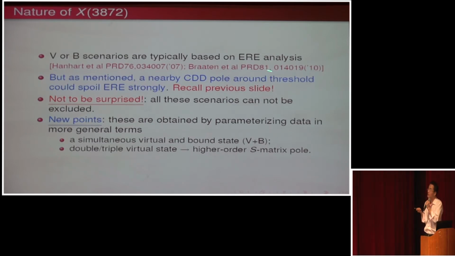So if we use the new parameterization of the two-body scattering amplitude, we will find that beyond the conventional virtual or bound state, we can have a simultaneous virtual state on the second Riemann sheet and a bound state on the first Riemann sheet. And also we find there may be a high-order S-matrix pole. It is allowed by general S-matrix theory, but not observed in the world.